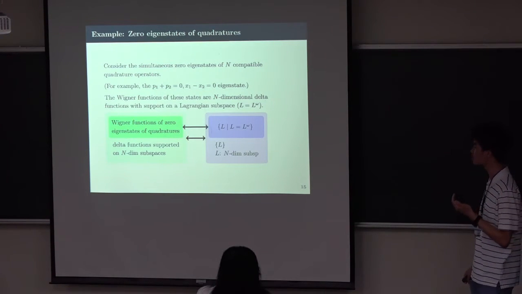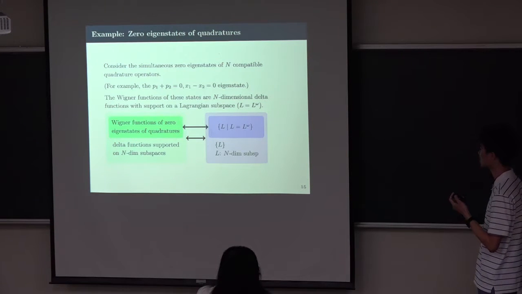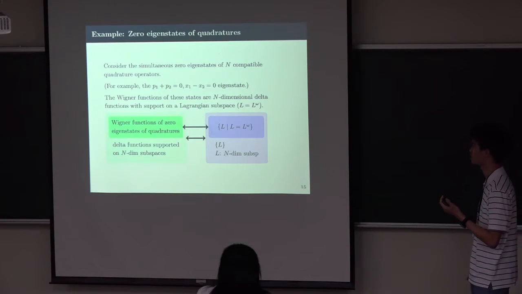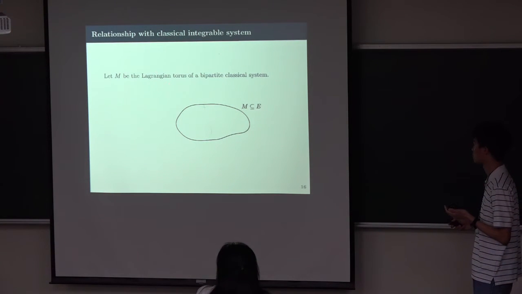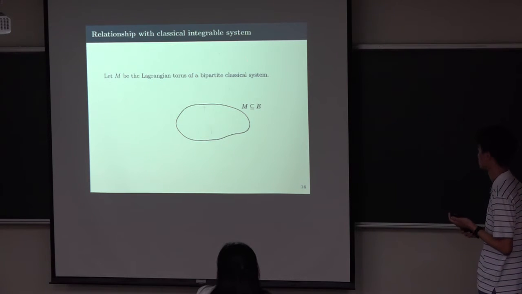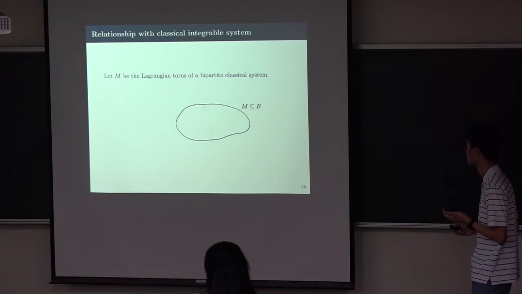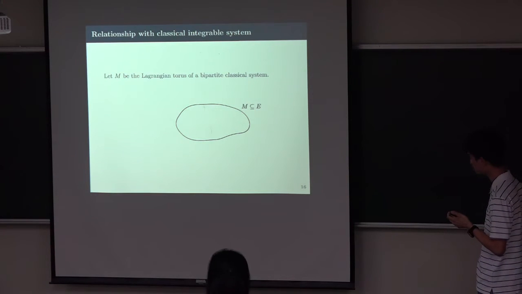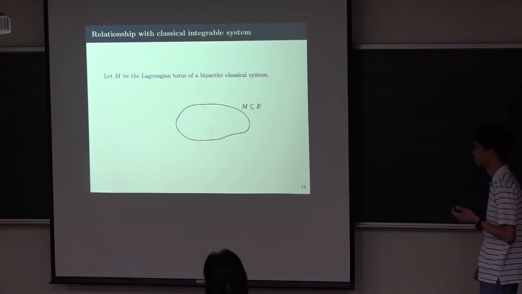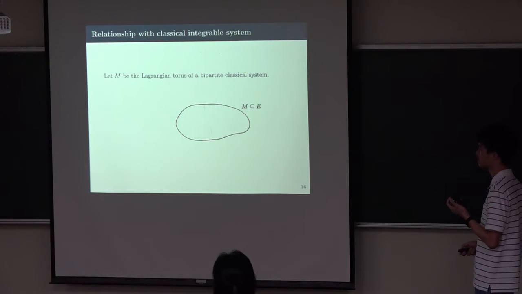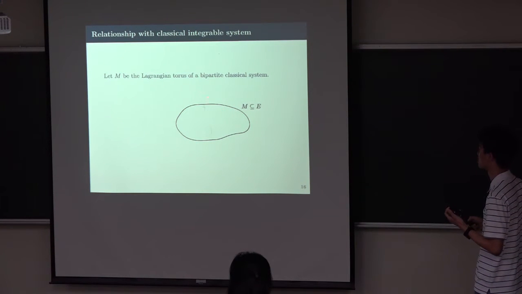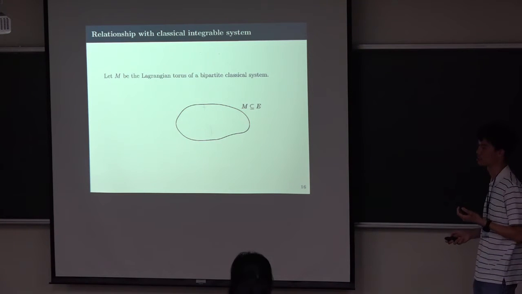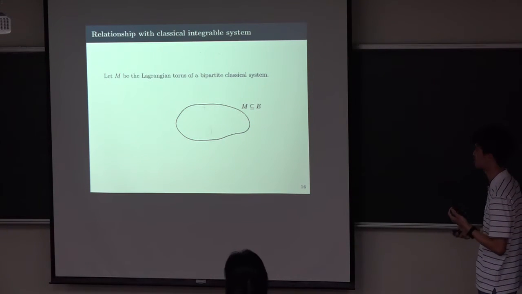Now, this example is quite interesting because it can be related to a classical system. For example, we consider a Lagrangian torus of a classical integrable system, a bipartite Lagrangian integrable system. So this is a Lagrangian torus. It's a Lagrangian submanifold of the phase space. So we can use the previous geometric formulation of PPT to test if this torus is a product torus. It's like a separable state.